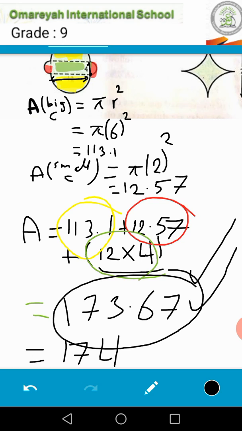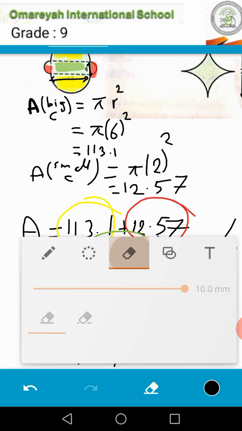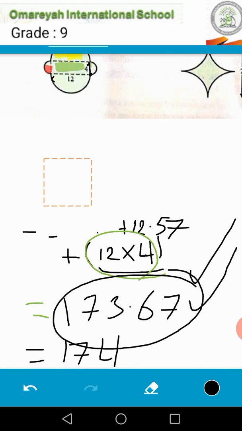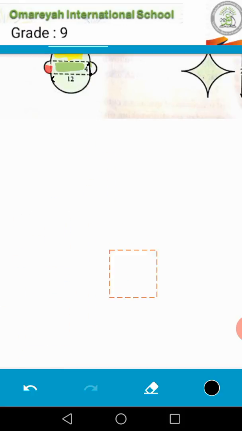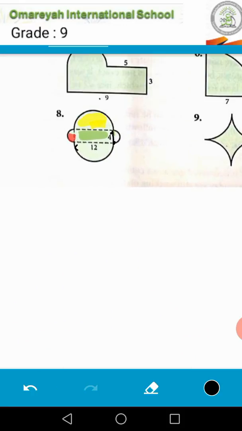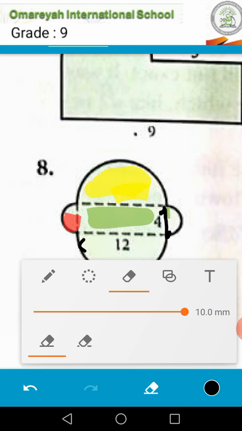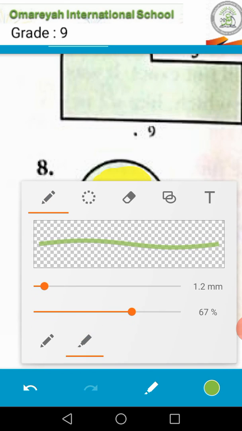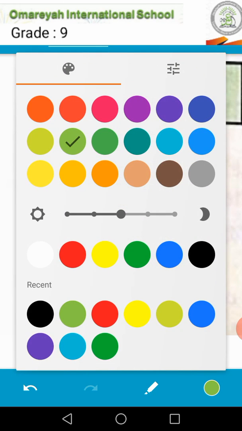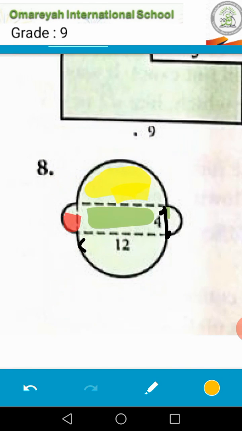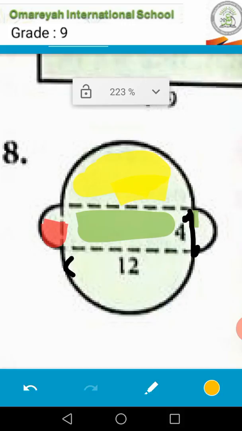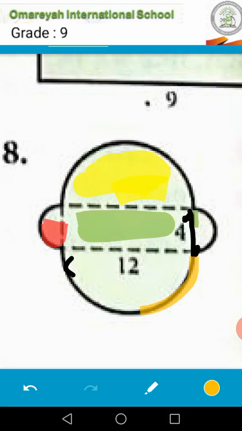Okay, so we found the area. Now I'm going to find the perimeter of this shape. Let's find the perimeter now. The perimeter, the same strategy. To find the perimeter, as I said, you always have to find the sum of all outlines. So we need to find the length of this side plus the length of this arc.